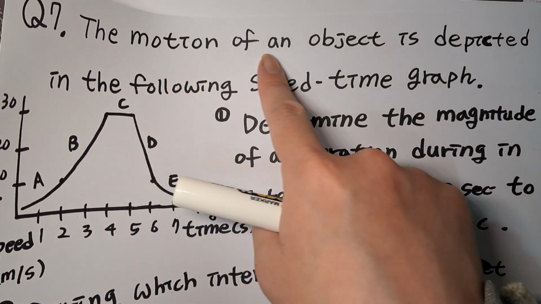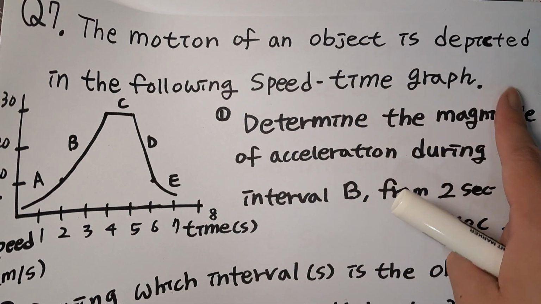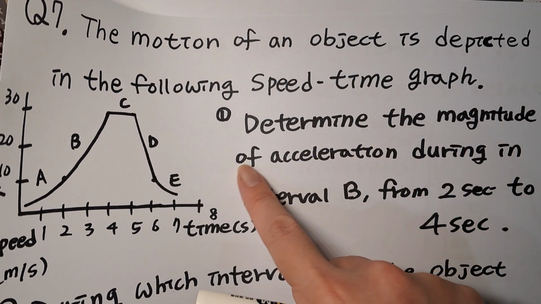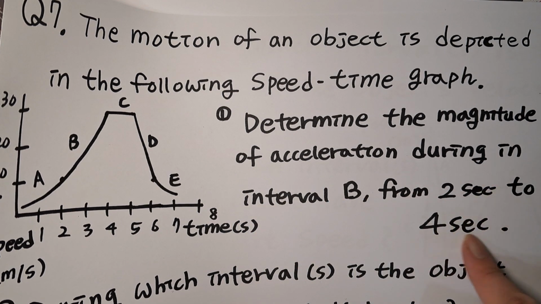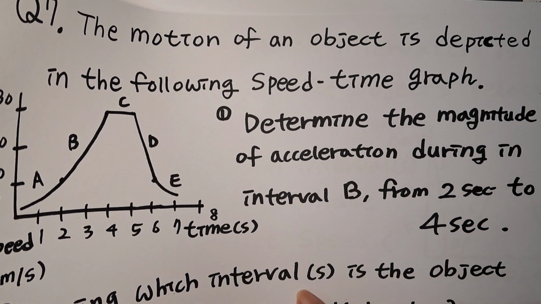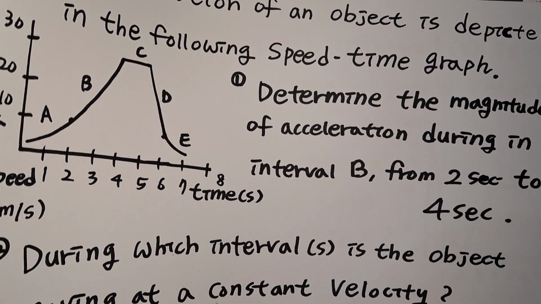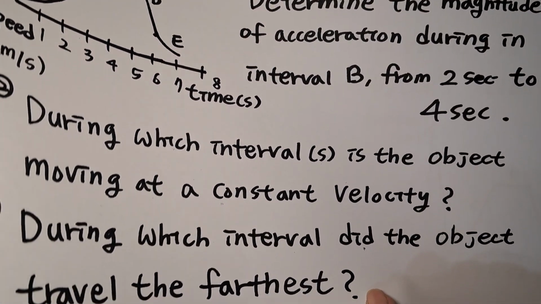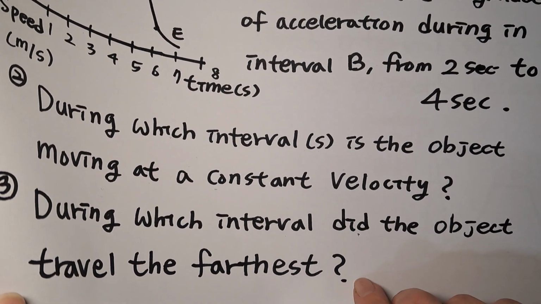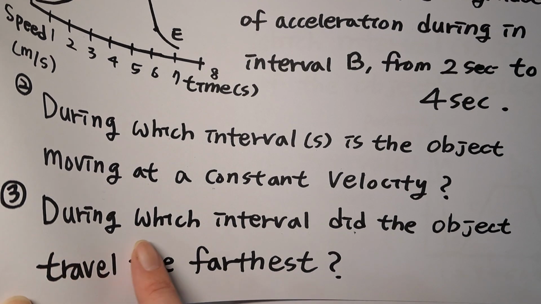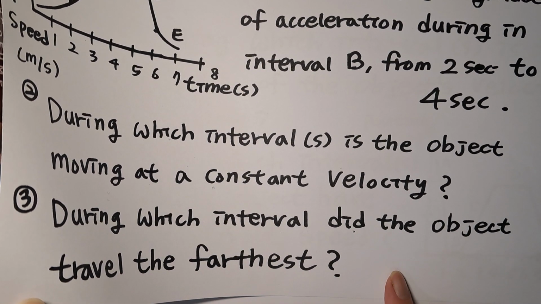The motion of an object is depicted in the following speed-time graph. Determine the magnitude of acceleration during interval B from 2 seconds to 4 seconds. During which intervals is the object moving at a constant velocity? During which interval did the object travel the farthest?